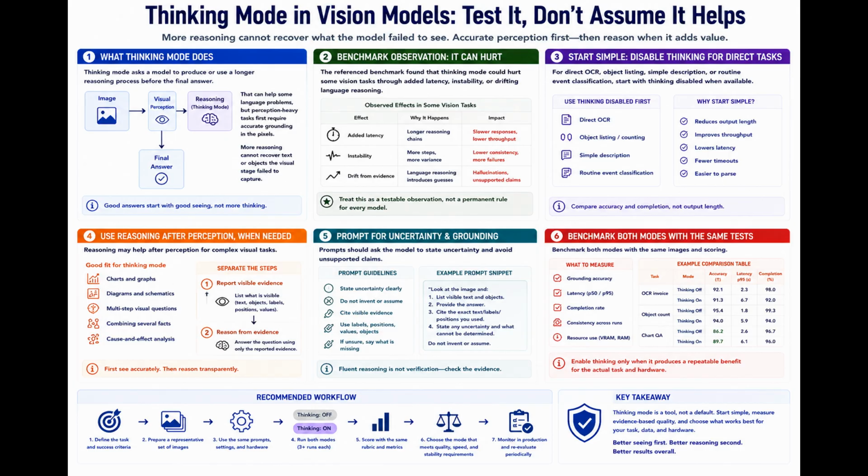Review whether the explanation cites visible labels, positions, values, or objects. Fluent internal reasoning is not verification. Benchmark both modes with the same images and scoring. Measure grounding accuracy, latency, completion, consistency, and resource use. Enable thinking only when it produces a repeatable benefit for the actual task and hardware.